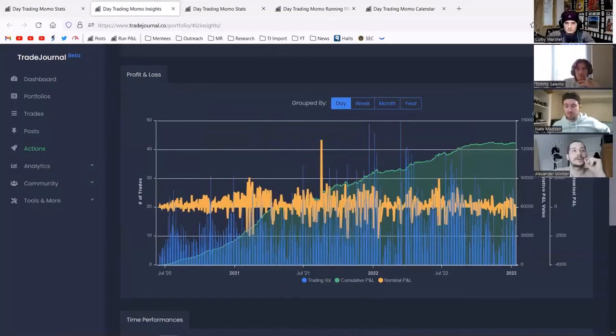Is it recording? Yep. I think it is. Yeah.